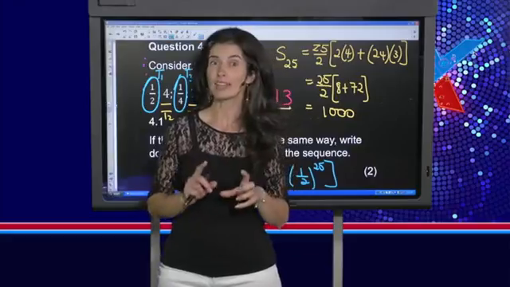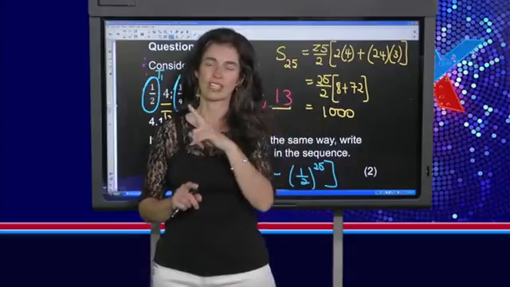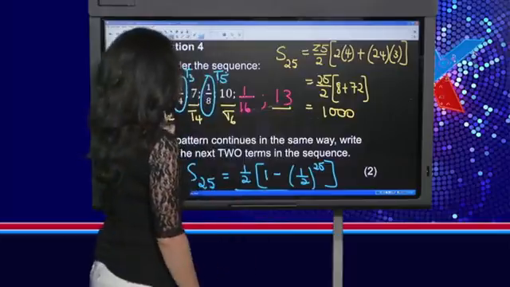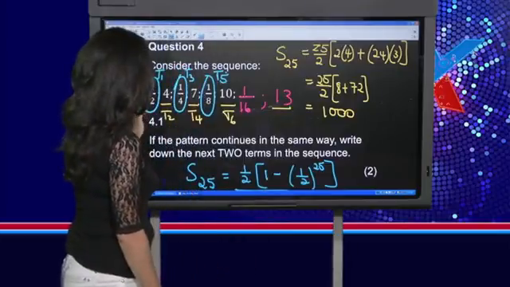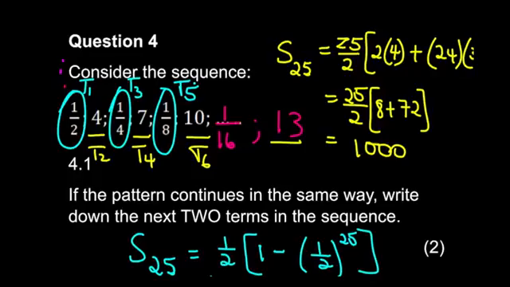Okay, in the combined sequence, remember that the odd terms will be giving us one sequence and the even terms will be giving us another sequence. So if we look straight away at what is going on here, a half, a quarter, an eighth, we can see that each of these terms is half of the other.